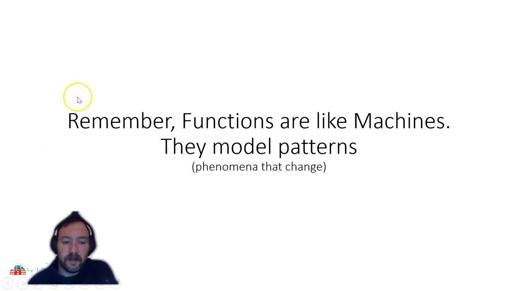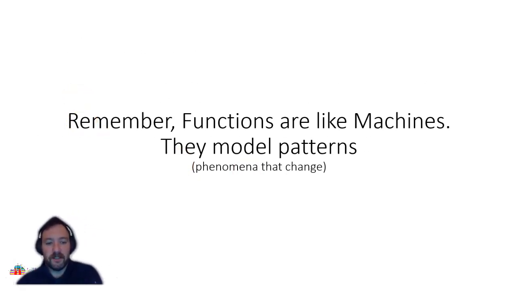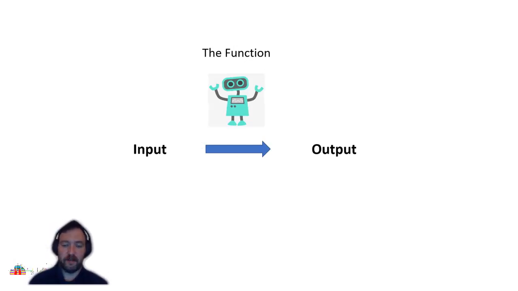As a quick reminder, functions are like little machines, and these little machines are used to model patterns. By pattern, what I really mean is things that change, phenomena that change. We've seen many examples of the types of patterns one studies in an algebra class. But just as a quick reminder, when I say that a function is like a machine, imagine this little machine dude here is your function. That machine takes an input, so you push the little guy's buttons there. That's the input. Hopefully he's not ticklish.